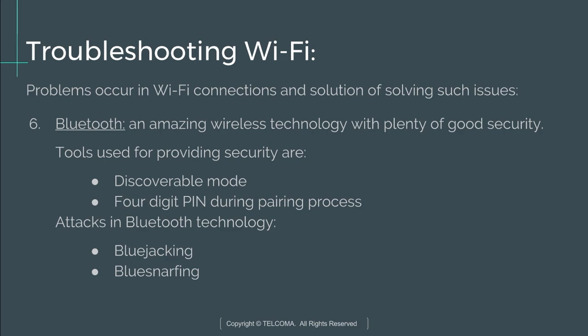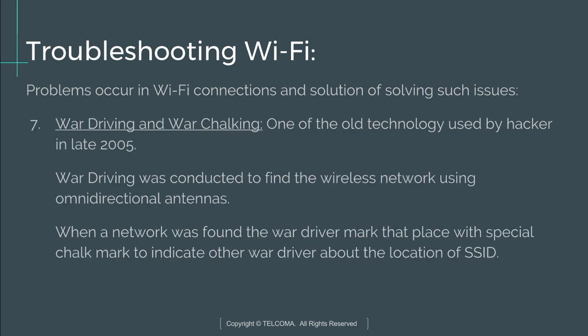The next problem is war driving and war chalking. This is an old technology used by hackers in late 2005, and war driving was conducted to find wireless networks using omnidirectional antennas installed over PCs. When a hacker found an open network, the war driver marked that place with a special chalk mark to indicate to other war drivers the location of the SSID. And by hacking this network, they get access to their data.